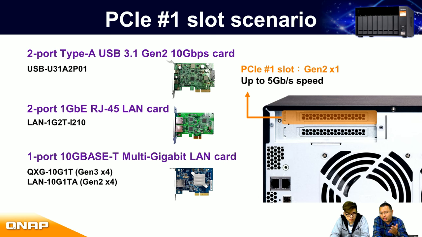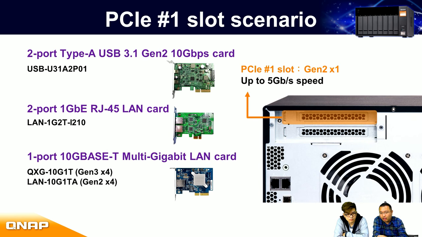Then you can easily do very, very fast transfers. I think you can easily get over 500 megabytes per second transfer speed with the external SSD. And also the Type-A is backward compatible with the existing USB 3.0 and 2.0 Type-A devices, such as many USB printers, UPS, and external drives.